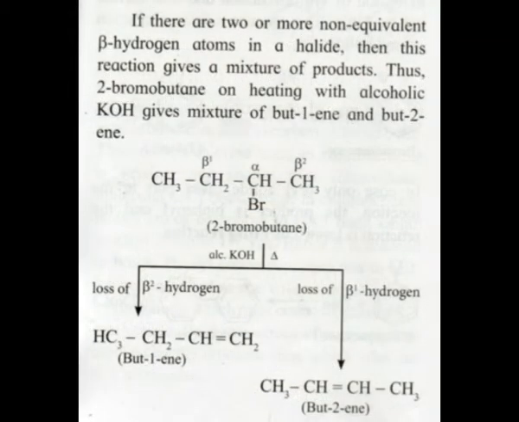If there are two or more non-equivalent beta hydrogen atoms in a halide, then this reaction gives a mixture of products. Thus, 2-bromobutane on heating with alcoholic KOH gives a mixture of but-1-ene and but-2-ene. See the reactions: 2-bromobutane, alcoholic KOH, loss of beta hydrogen giving you one product, that is but-1-ene, and the next, that is but-2-ene.